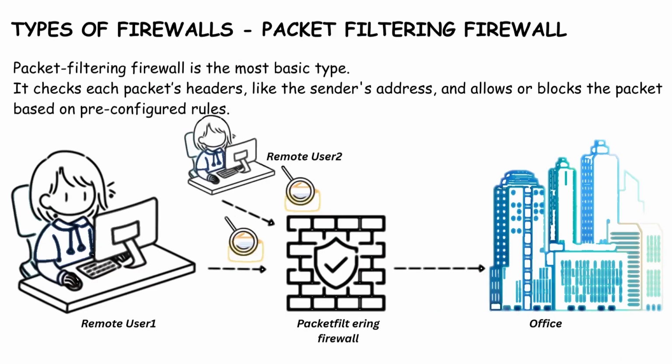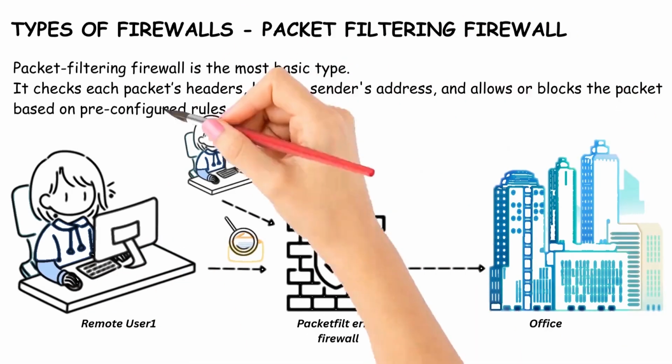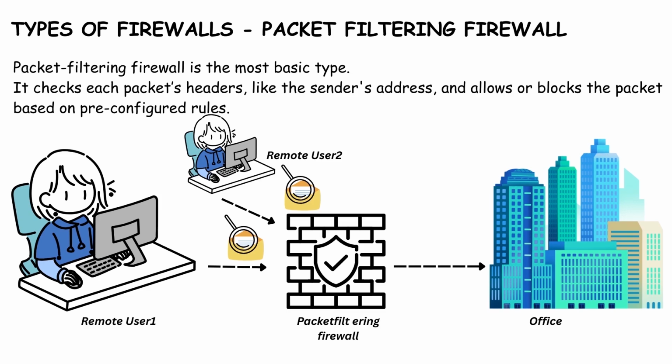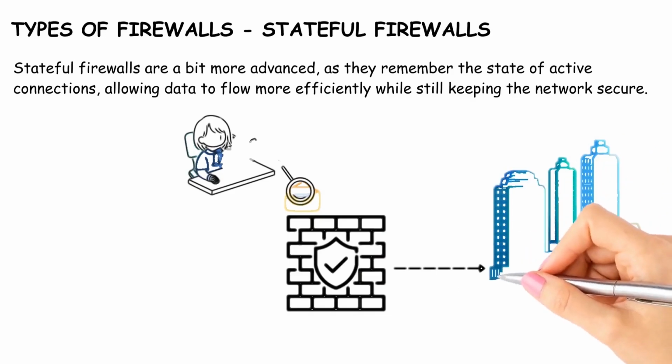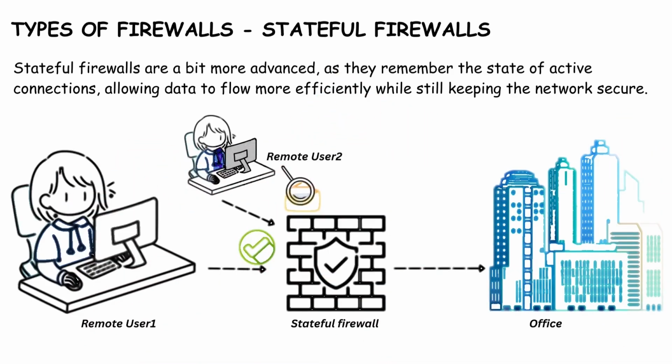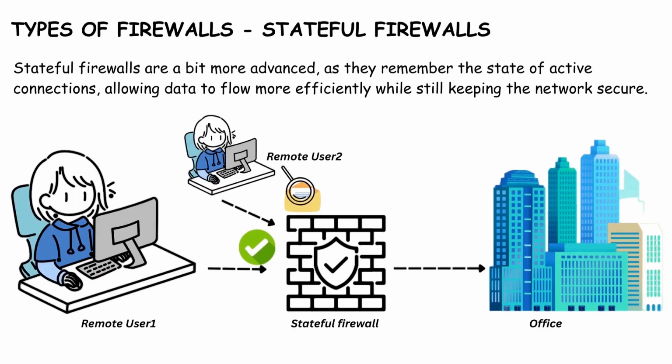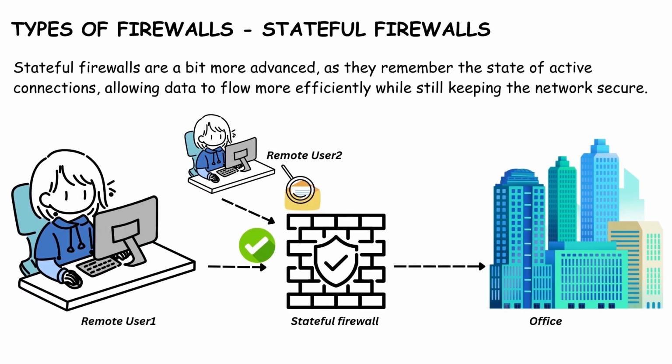A packet filtering firewall is the most basic type. It checks each packet's headers, like the sender's address, and allows or blocks the packet based on pre-configured rules. Stateful firewalls are a bit more advanced, as they remember the state of active connections, allowing data to flow more efficiently while still keeping the network secure.